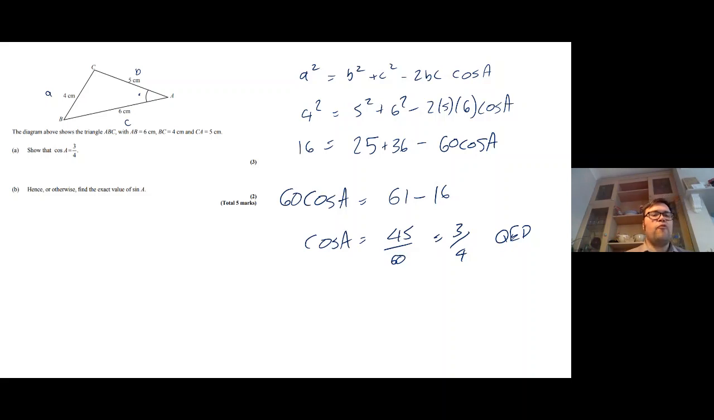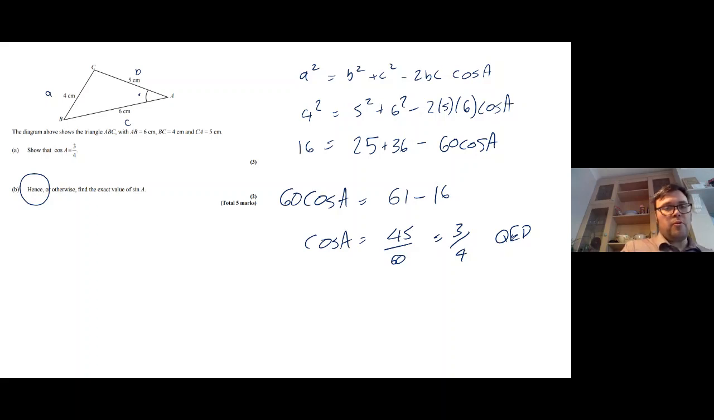Hence or otherwise, find the exact value of sine A. They do like to use that word hence, meaning that from what you've done in part A, now you can show it in part B. There are other ways of doing it, but you've probably come halfway there already, so you might as well carry on this thread.